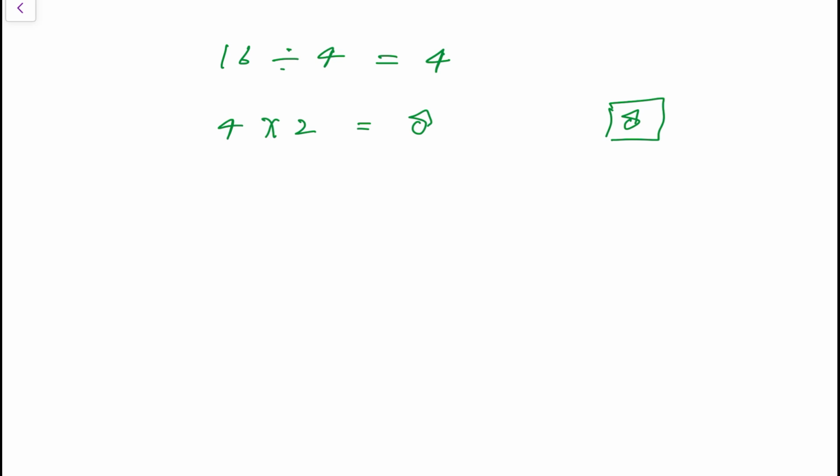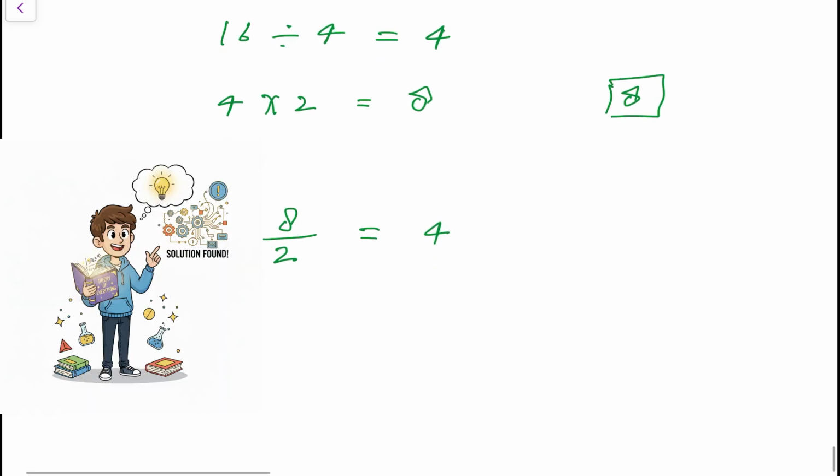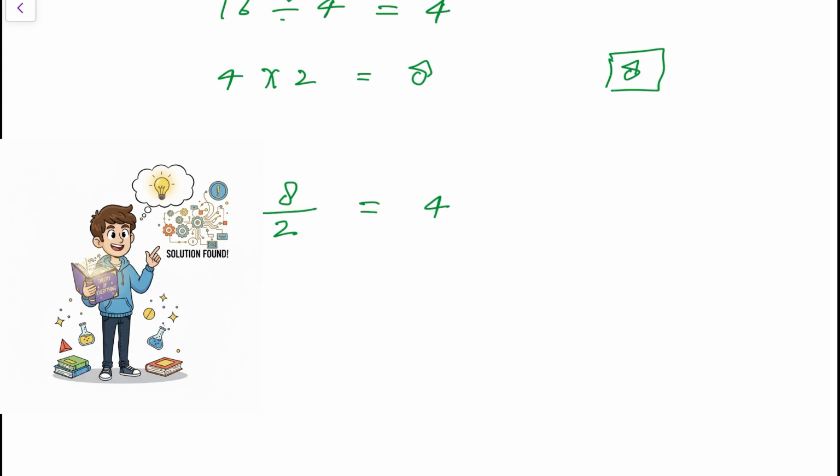Now our expression looks like this, that is 8 divided by 2. Simply, 8 divided by 2 will result in 4. So this is the final answer of this question.